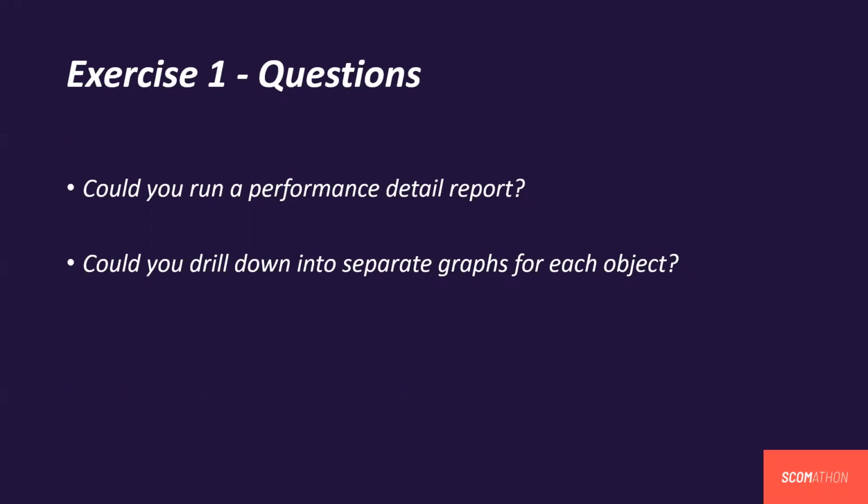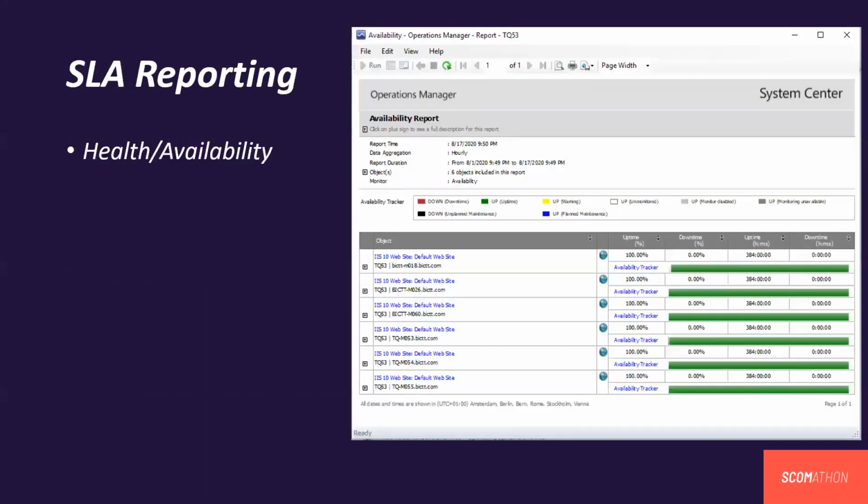Let's move on into the presentation. SLA. Some of the reports which are also important are around SLA or health and availability. So you might want to know if, for instance, a website has been running throughout the last month or last week, and what its availability was, and in some cases if it conforms to an SLA.